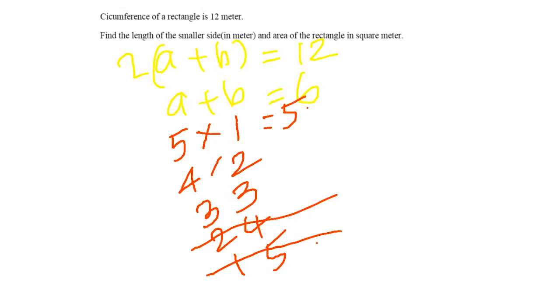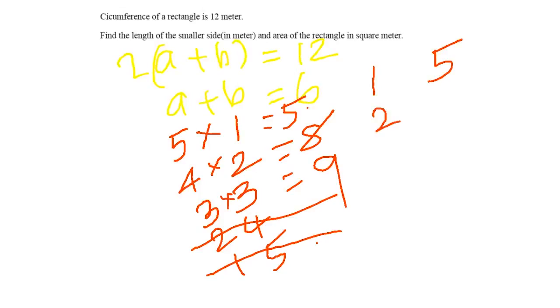1, 2, 3 for the first part. 5, 8, 9 for the second part. Let us see what our answers match. The values of the answer are given: 1, 2, 3, 4 and 5. But we know when the smaller side is 1, the area is 5. When it is 2, the area is 8. When it is 3, the area is 9, so 1 and 5 are there.